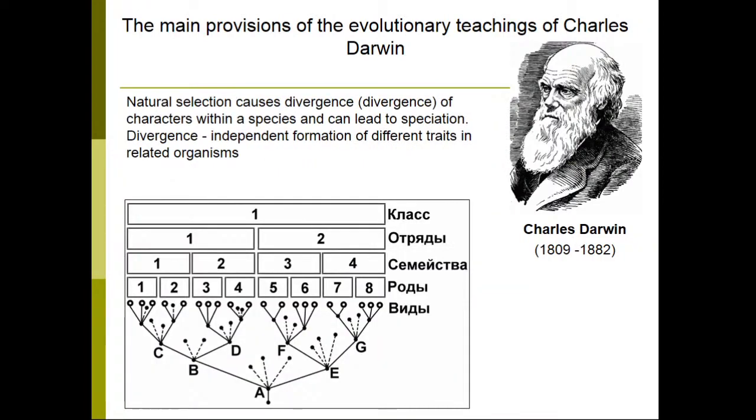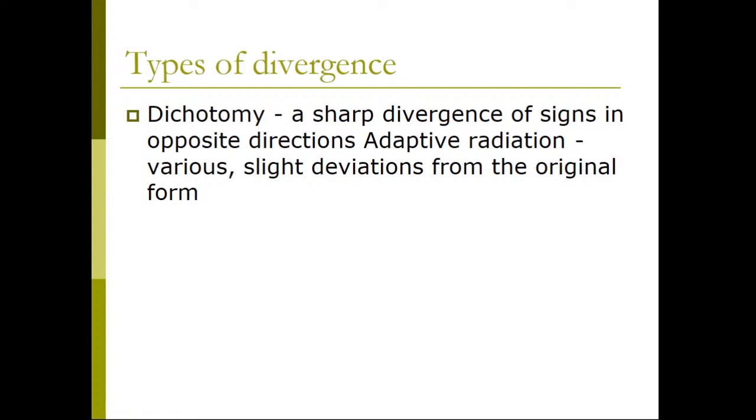Next, natural selection causes divergence of characters within a species and can lead to speciation. Divergence is the independent formation of different traits in related organisms. Types of divergence. Dichotomy, a sharp divergence of signs in opposite directions. Adaptive radiation, various slight deviations from the original forms.